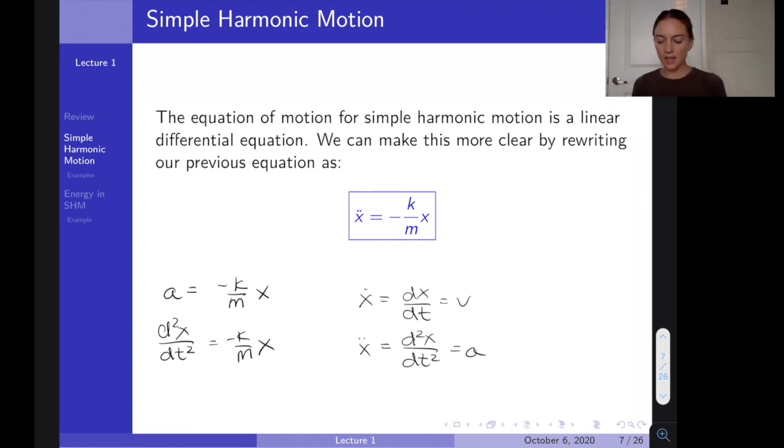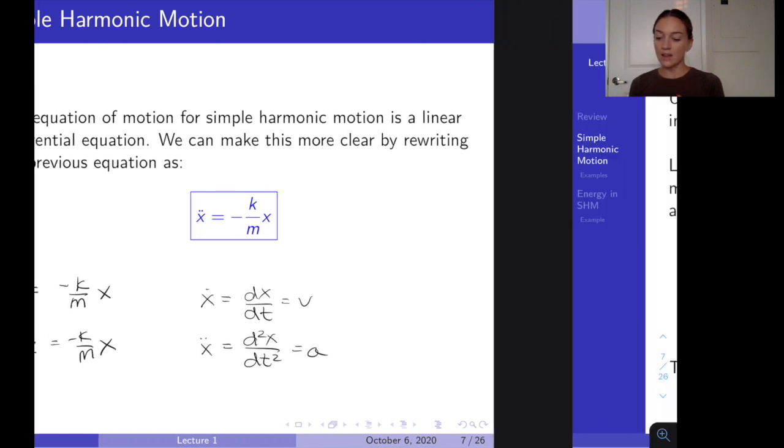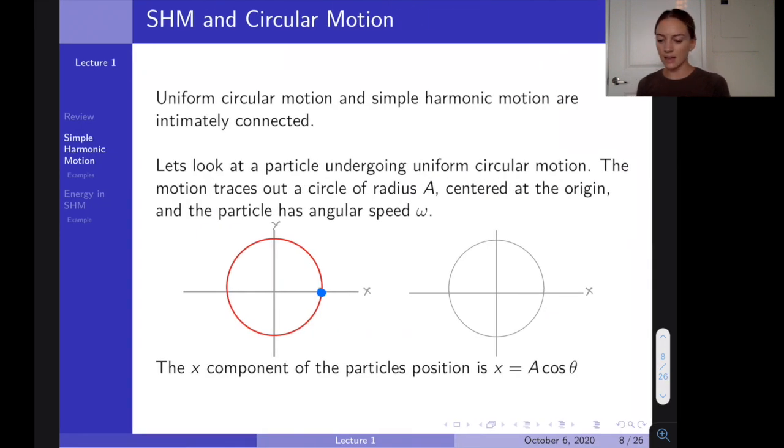All right, now let's see how simple harmonic motion and circular motion are related, because they're actually very intimately connected and sort of the same thing. So let's take a look at a particle undergoing uniform circular motion. So let's say we have a particle that's just traveling in a circle of radius A, and it has an angular speed omega. Now what I want to do is plot only the x component of the particle's position.